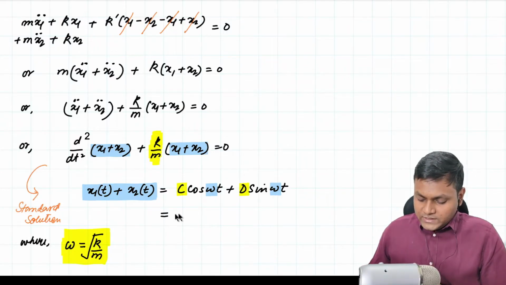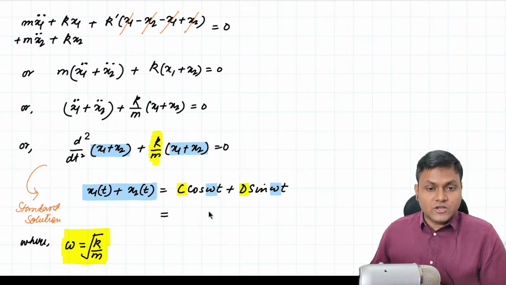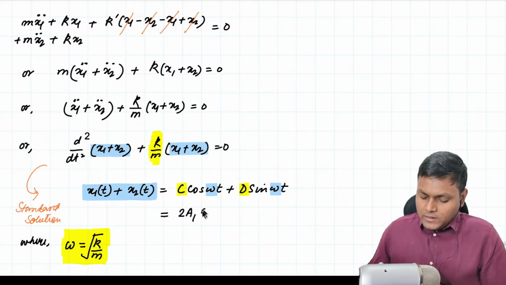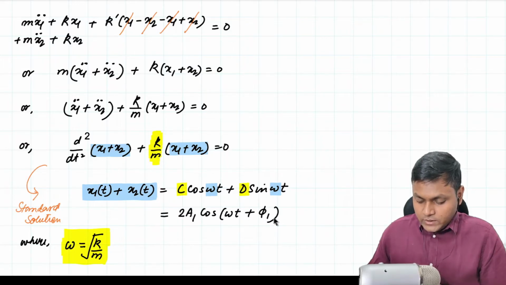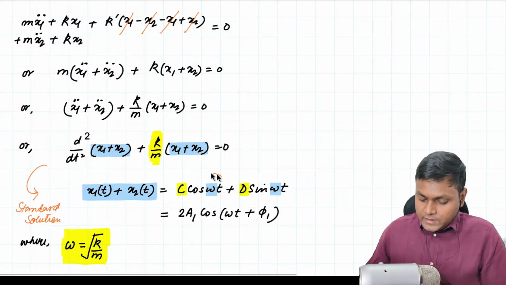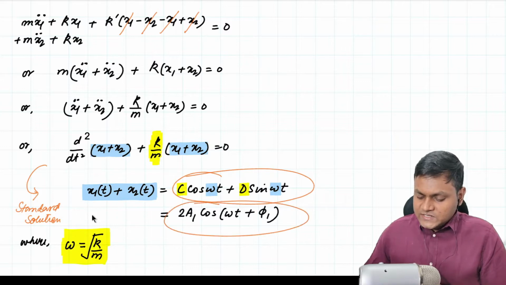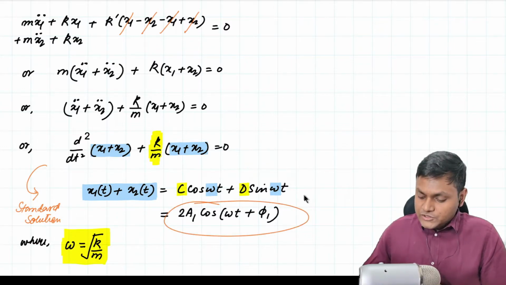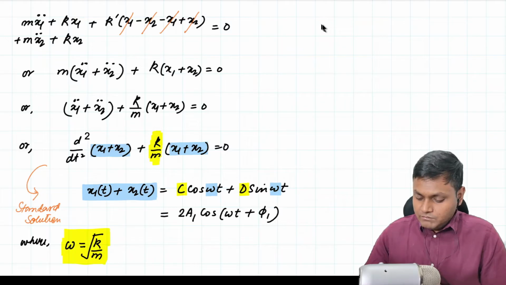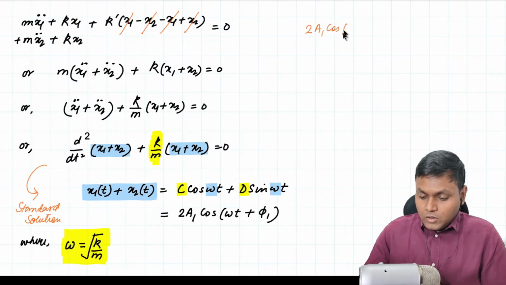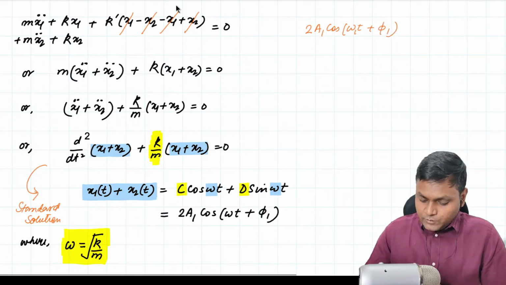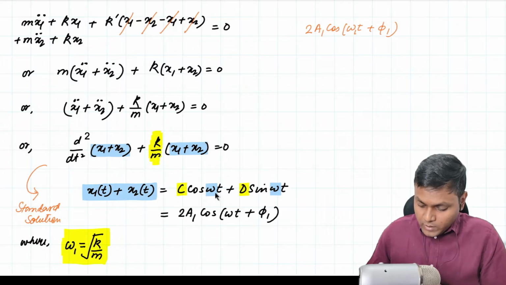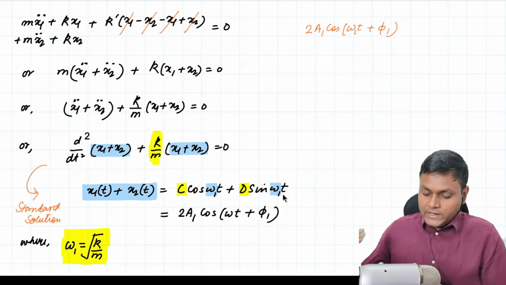So let me show you that this expression is very much equivalent to 2a1 cos (omega t plus phi 1). Okay, I can write this expression and this expression in the same manner. Let me show you how. So if I have some expression of 2a1 cos (omega 1 t plus phi 1). So here let's suppose instead of this being omega, this is omega 1, okay, because I'll get another omega later on.